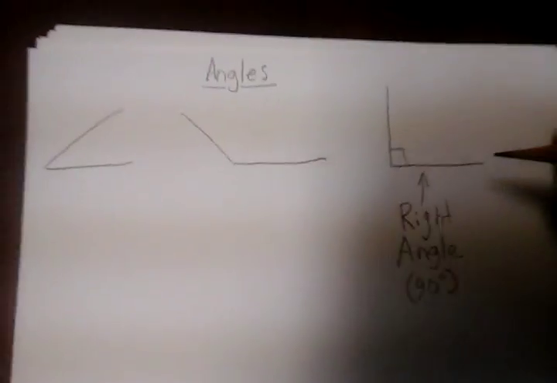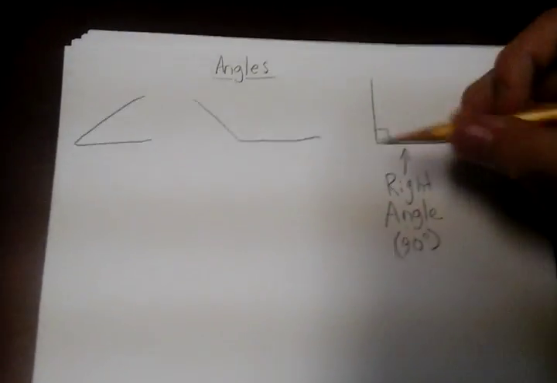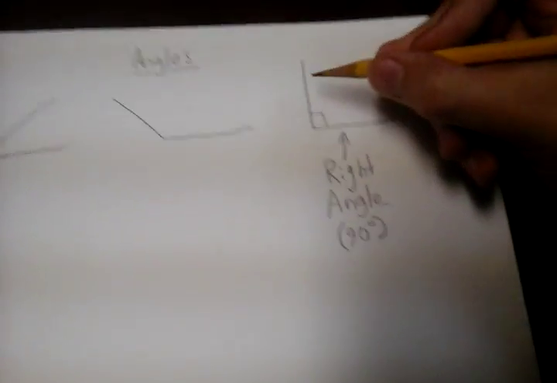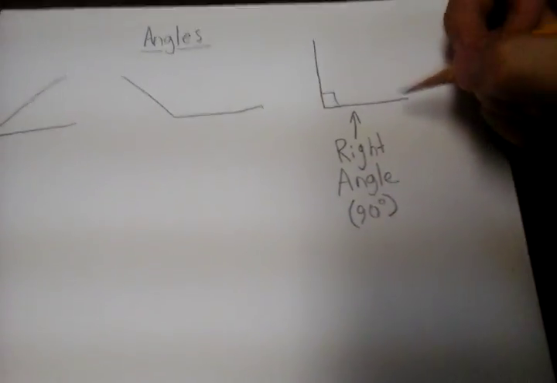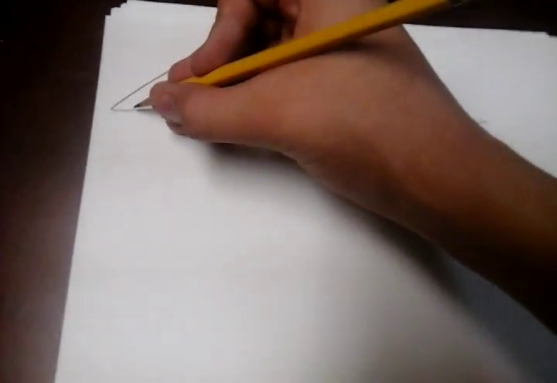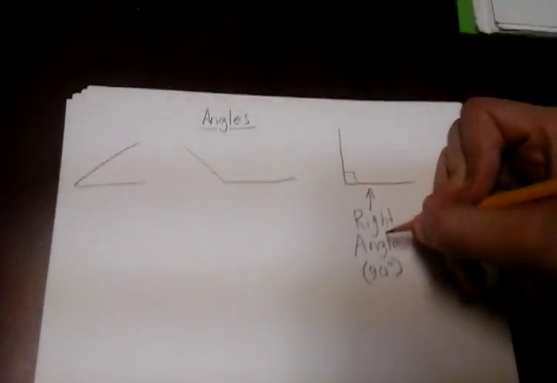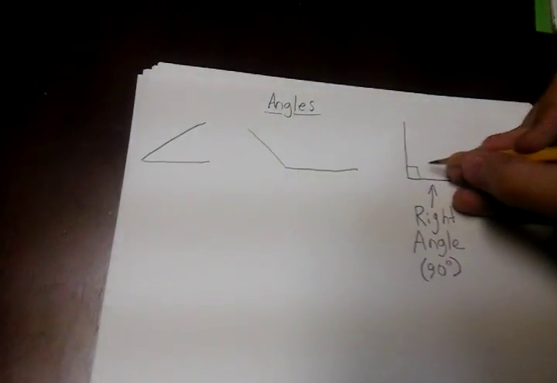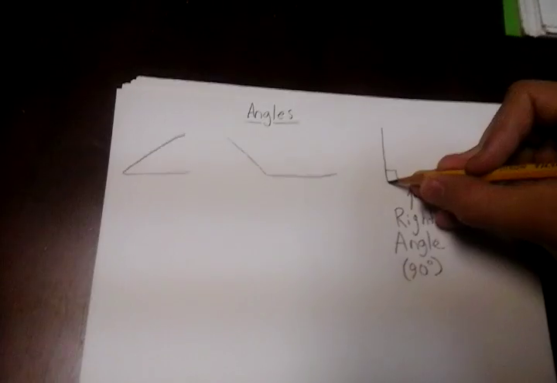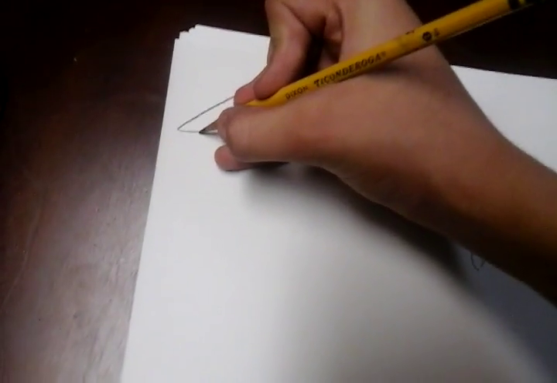Well, let's talk about this one right here. Let's look back at the right angle. A right angle is 90 degrees, right? If you put a line here, it's the Pythagorean theorem, but we're not talking about that. So this one is not a right angle, so it's not 90 degrees. In fact, it's sort of lower.